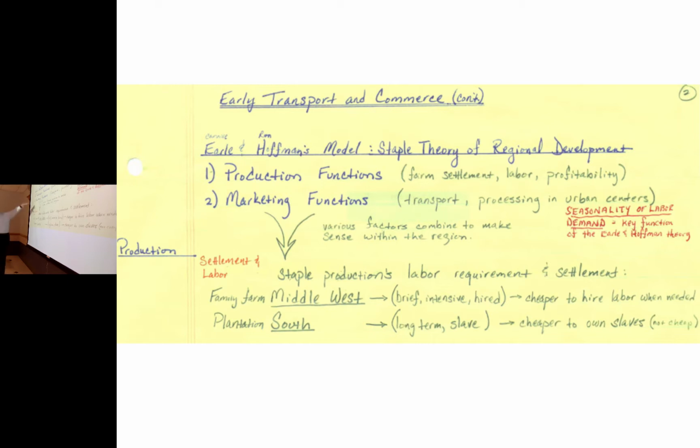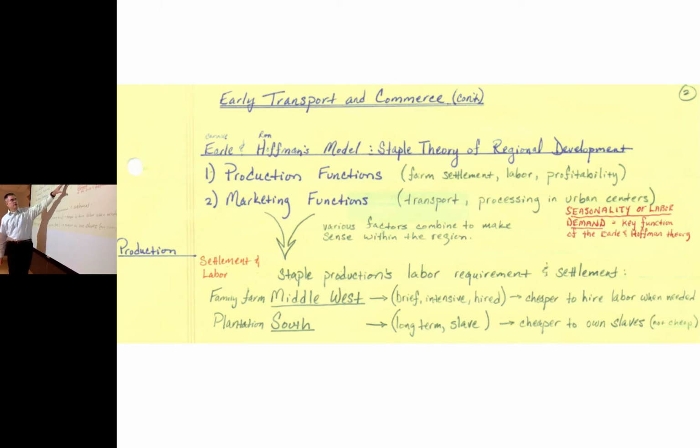All right, so let's go back to Earle and Hoffman. They recognize two functions in this development of regions based on staple products. We don't really even need to know each individual product. We just need to know the process. So there are what they call production functions, which involve people out on the farms and opening new land for farms.